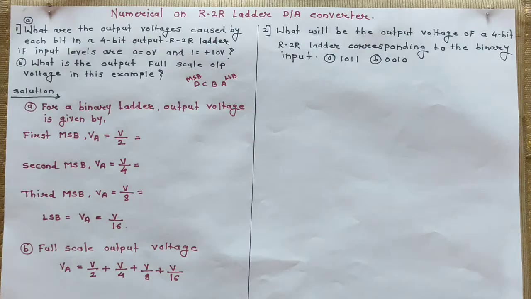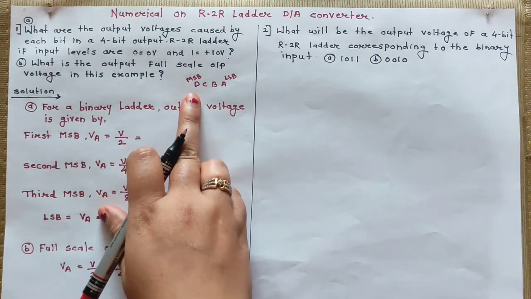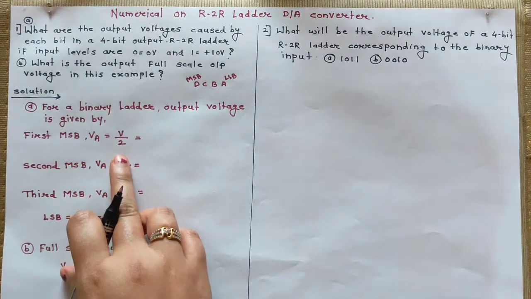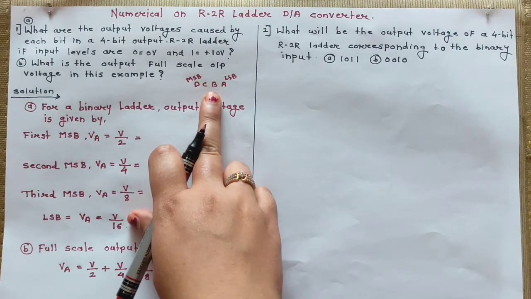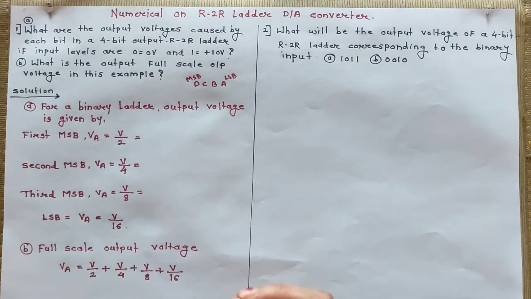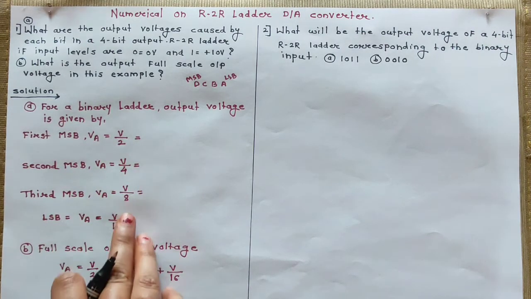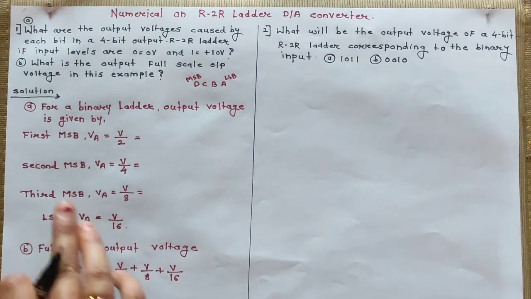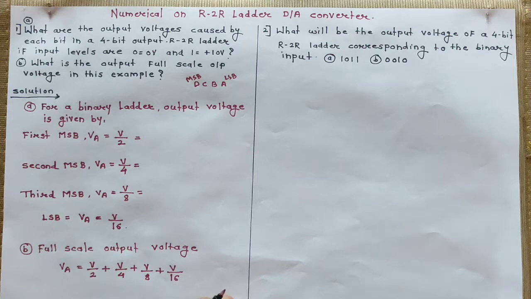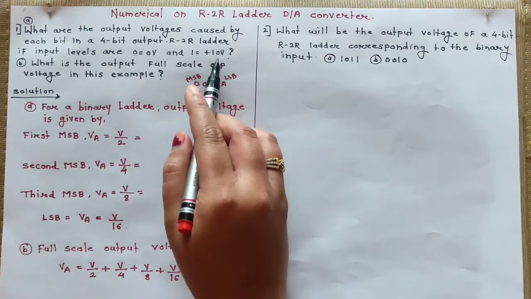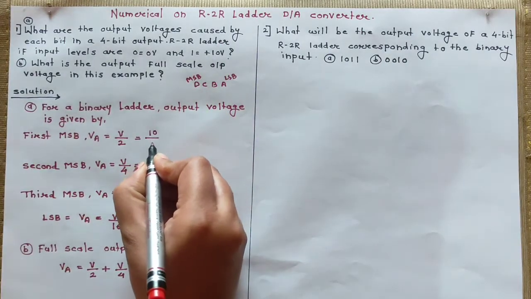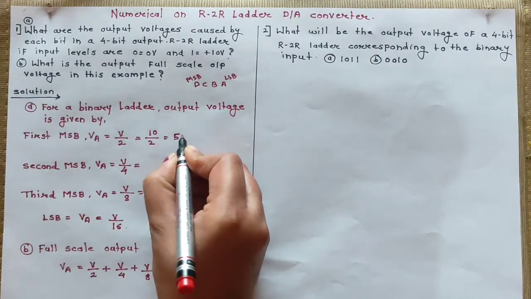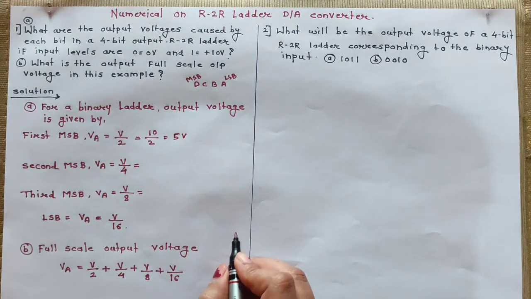And we already discussed in case of R-2R ladder, the voltage contributed by the MSB is V by 2. The voltage contributed by the next bit is V by 4. The voltage contributed by the third MSB is V by 8 and the voltage contributed by the LSB is V by 16. So I directly write down V by 2, V by 4, V by 8 and V by 16. How much voltage is contributed by the first MSB? V by 2. In this case the value of logic 1 is equal to 10 volt, so put the value of V as 10 volt. So 10 by 2 is coming out to be 5 volt. So the voltage contributed by the MSB is 5 volt.